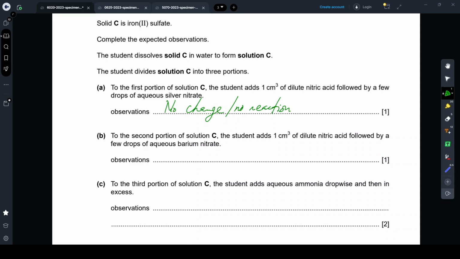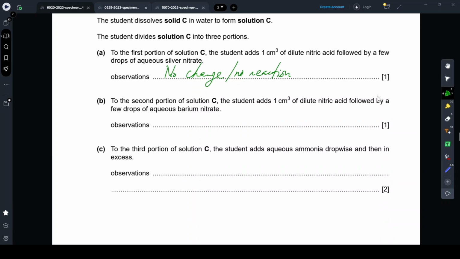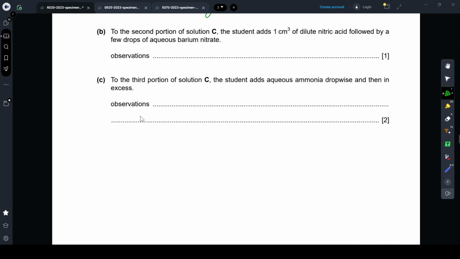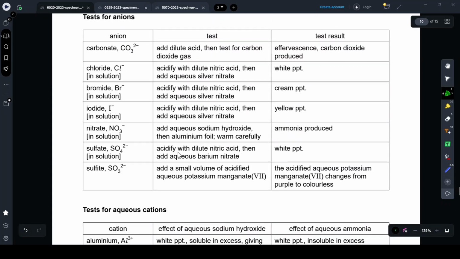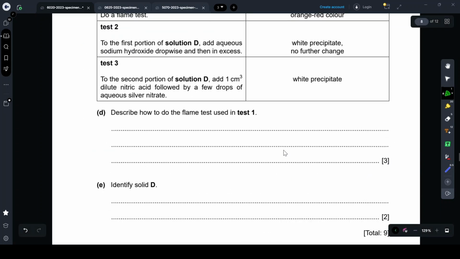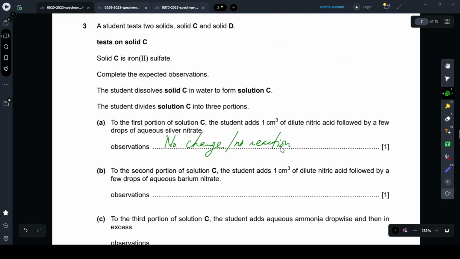Okay, to the second portion, he adds dilute nitric acid followed by a few drops of aqueous barium nitrate. Now, this is where we get it, right? You have nitric acid and then barium nitrate. So what are you expected to get because you've got iron(II) sulfate? A white precipitate. So you should get a white precipitate out of this.